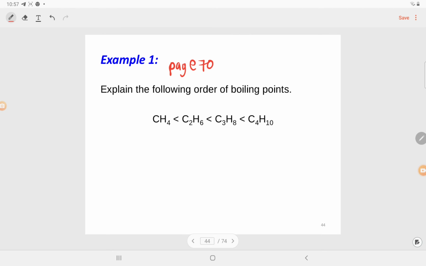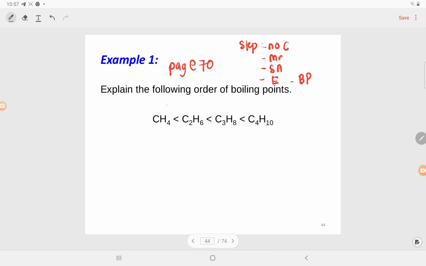Now we try example 1, page 17. What happens? We must calculate the number of carbon atoms. So our steps: find out the number of carbon atoms, next check the molecular size, next check the surface area, check the strength of the forces, and finally check the boiling point.